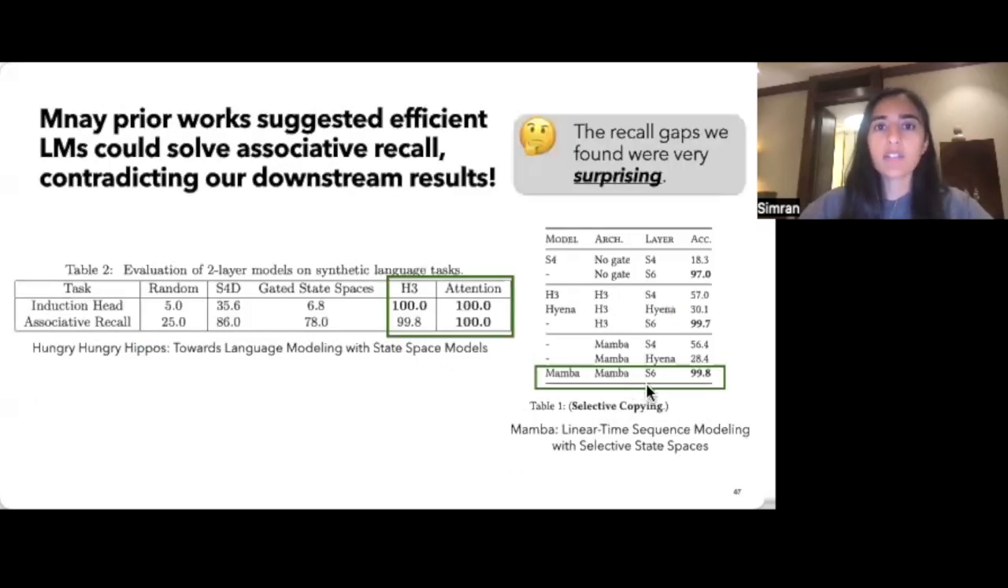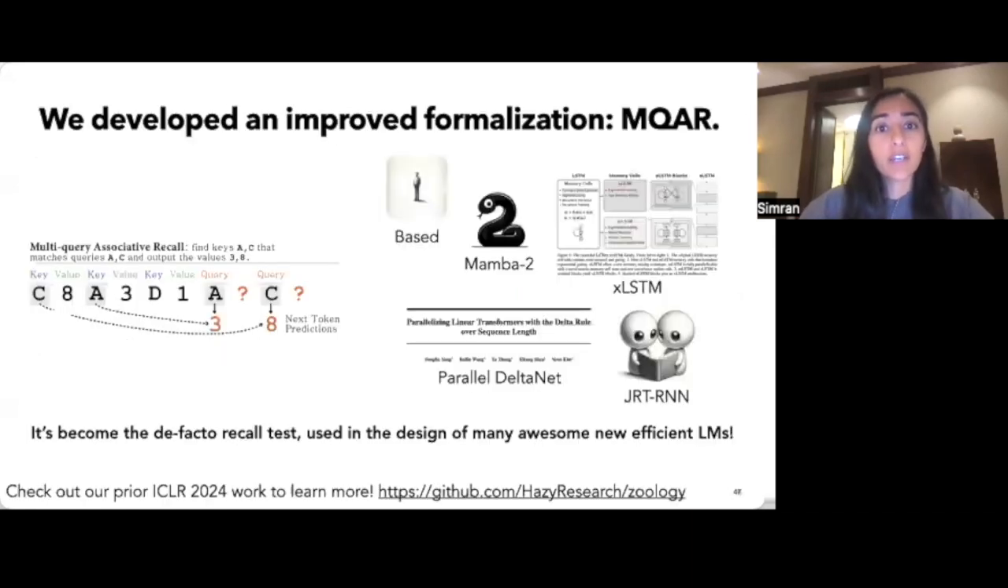What was very surprising to us in the course of this work was that prior work had actually shown that efficient models like H3, Hyena, and Mamba were perfect on synthetic recall tests. Obviously, this contradicted the downstream results that Sabri showed, so what gives? We really need a precise formalization of the problem if we want to explain what's going on with associative recall. You can check out our prior ICLR 2024 work to learn more, but we discovered key issues in the prior formalizations and fixed them with our new improved formalization called MQAR, supported by theory and experiments.